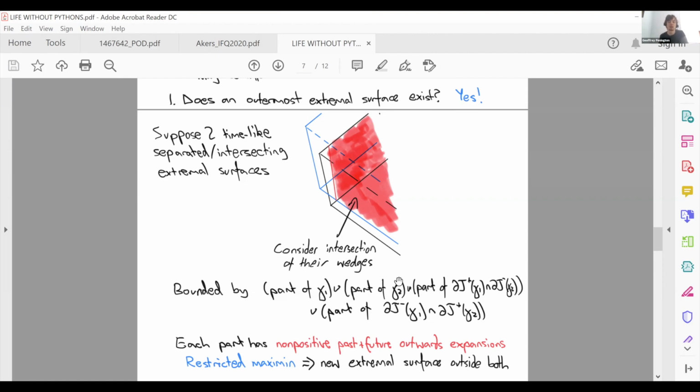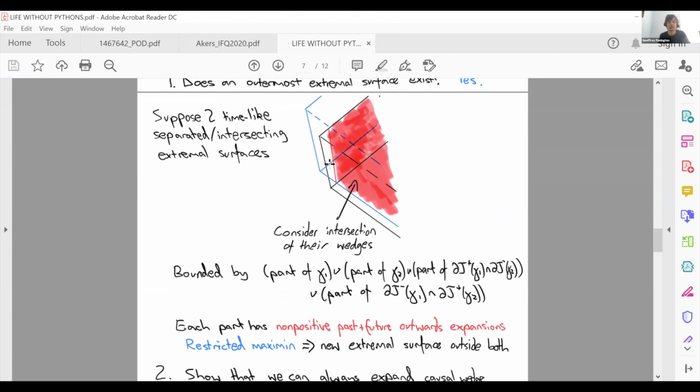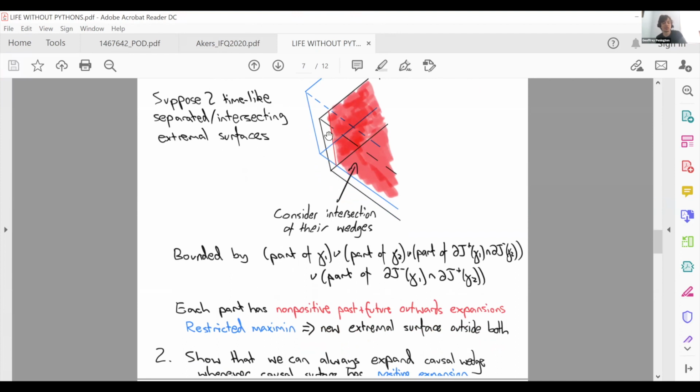Similarly, it can contain part of gamma 2. And then the other thing it can contain is something like this red surface here, where it's past-like separated from one of the surfaces and future-like separated from the other surface. So then we have this new surface. In general, it will not be extremal. But what you can show is that each of these points will have either negative or zero expansion when you go outwards to the future or outwards to the past.